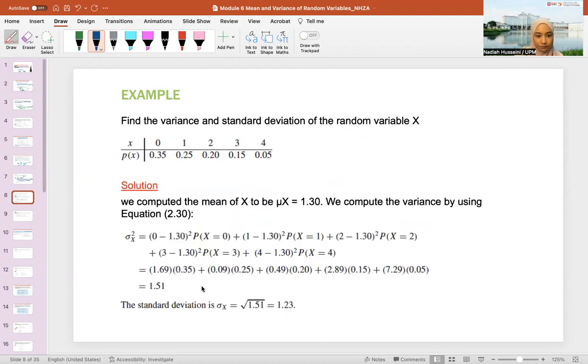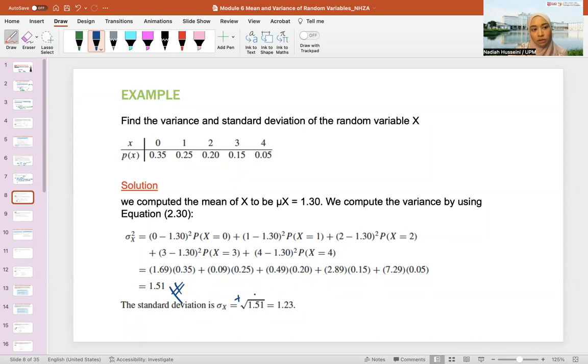Let's see the solution. So 0 minus 1.3 squared, and so on, same thing as I did before. And the answer is 1.51. So random variable X minus the mean, square it, times the probability. And from your variance, you can also calculate the standard deviation, which is just the positive square root. Do not give me negative standard deviation. Please give me only positive values. So for that, the variance is 1.51 and the standard deviation is 1.23.